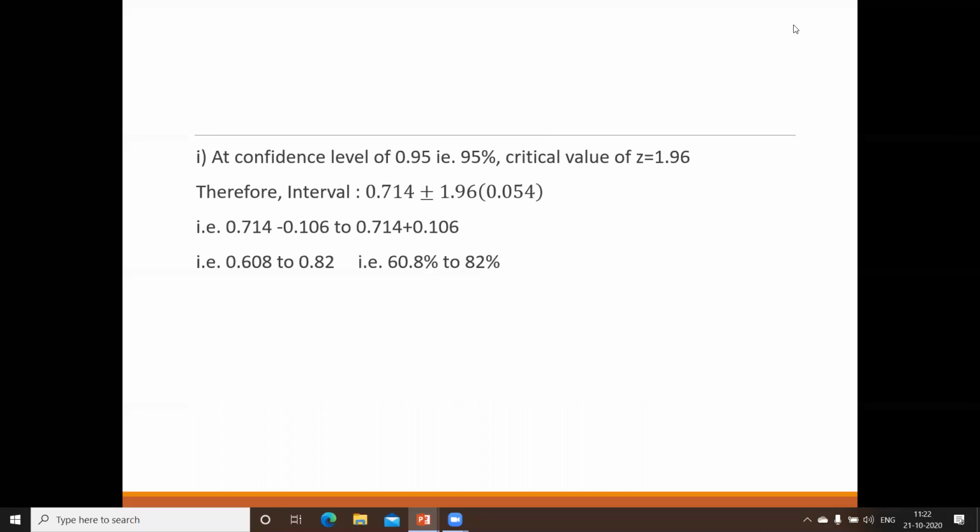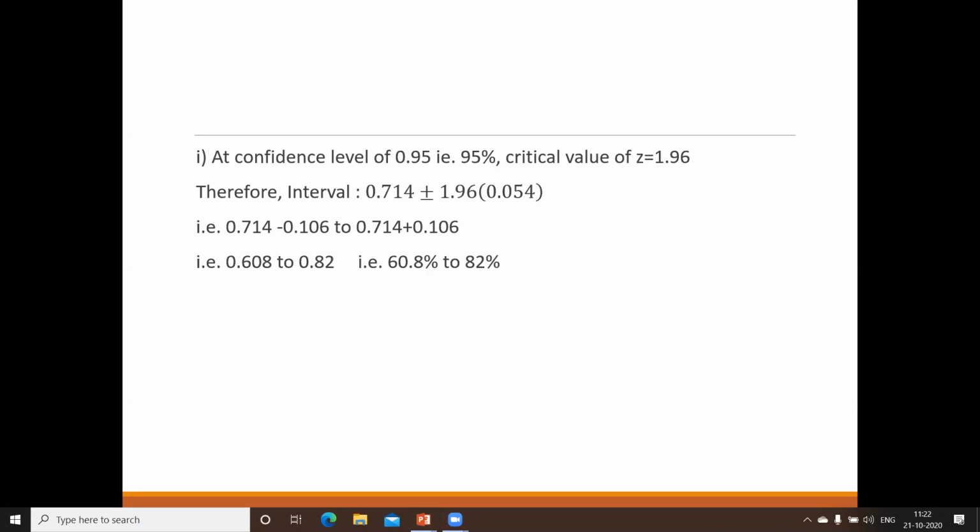So there's something in the chat. Okay. 0.75 to 199%. Okay. Fine, great. Yeah, so this is the answer for the 95% of confidence level.